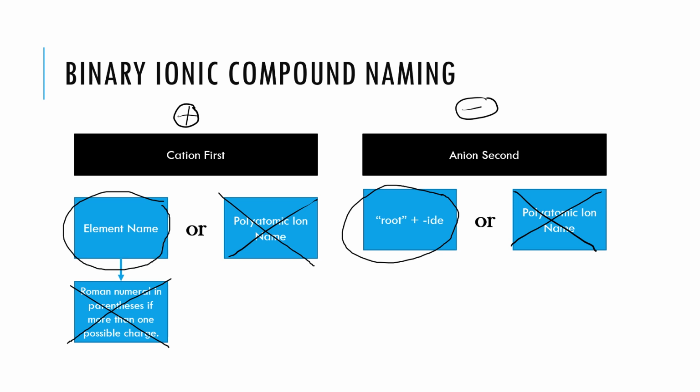When we're naming these, we're going to name the cation first, and what we do is just use the element name. So if we have something like NaCl, we know Na is an element. We see that uppercase letter and then a lowercase letter. That tells us Na is an element. In this case, that element's name is sodium. For the cation, all we have to do is write the element name. In this case, sodium.